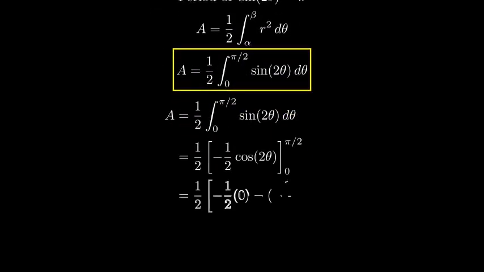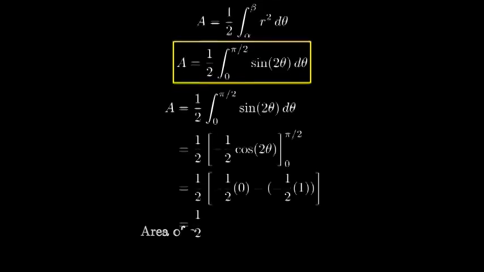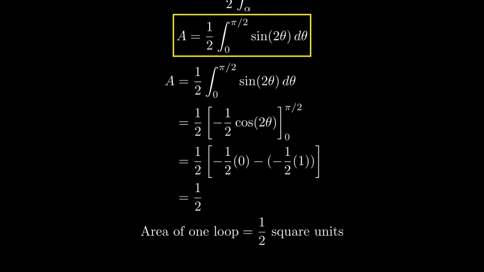Using the substitution u equals 2 theta, we get negative 1/2 times cosine of u over 2, evaluated from 0 to pi. This gives us 1/2, which means the area of one loop is 1/2 square units. And there we have it.